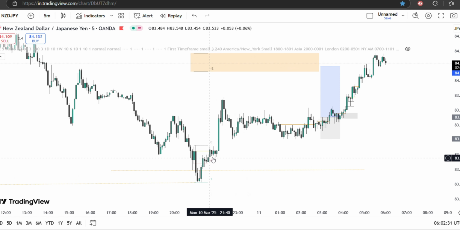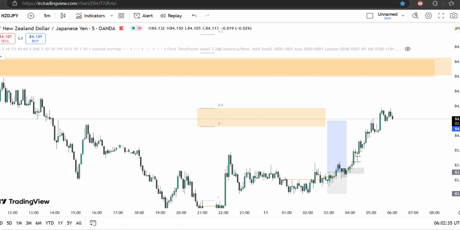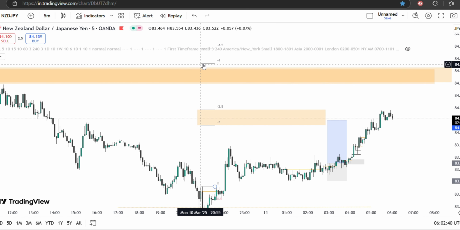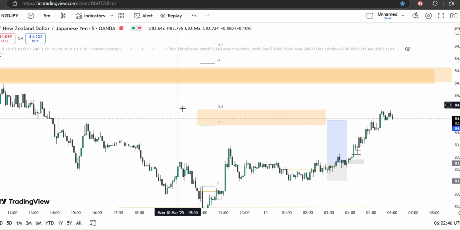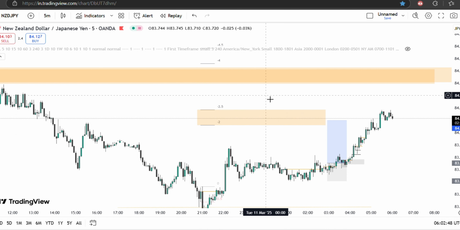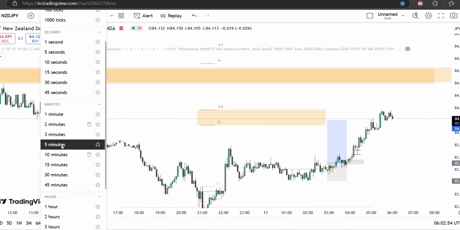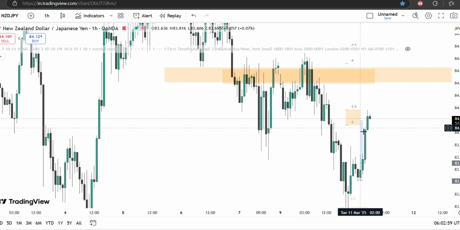I marked my manipulation leg, and then our target will be the -2 to -2.5, and the -4 to -4.5 is the maximum expansion. So after marking your FIB 2 like this, you make sure that these zones align with liquidity. If they don't align with liquidity, then why should you be targeting them? You don't have to target them. You always target them when they align with liquidity.